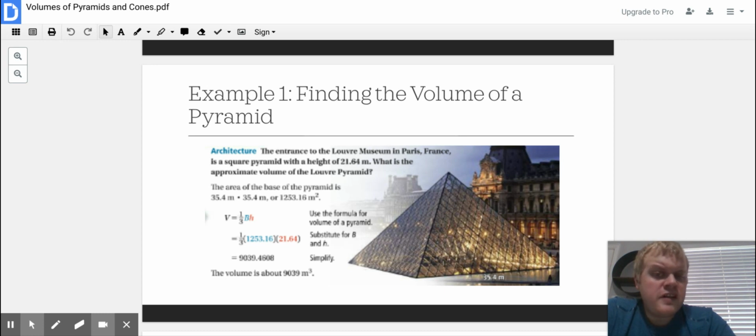The height they told us in that formula right there is 21.64 meters. So again, I would multiply those two numbers together and then multiply that answer times 1/3. And that should give us another big answer of 9,039.4608. But again, in the question, they want the approximate answer. That means we're rounding to the nearest whole number, and that should be 9,039 meters cubed. Anytime we do volume, your units should be in cubic units. So again, it's going to be meters cubed.